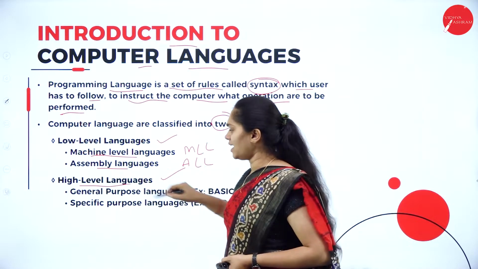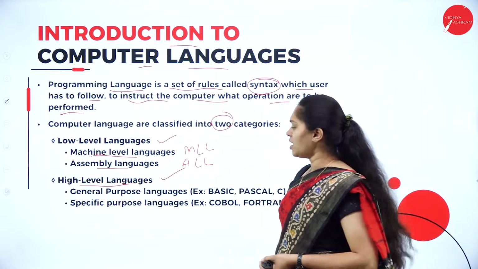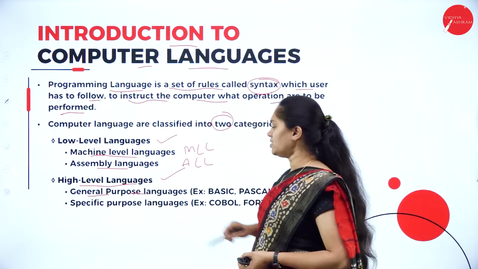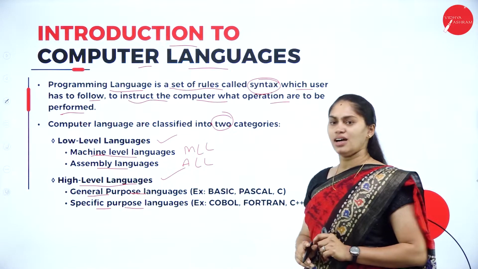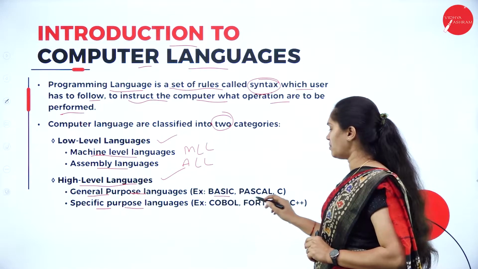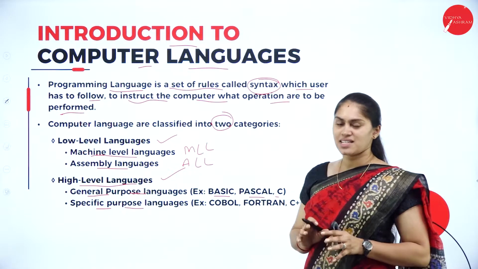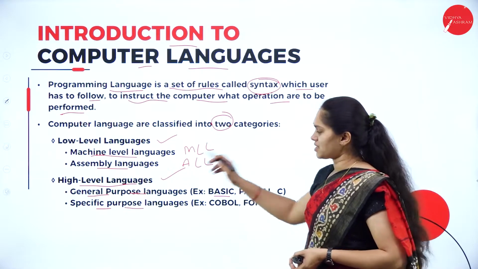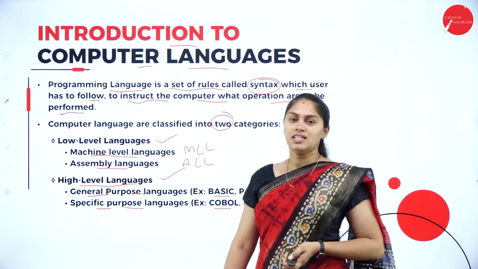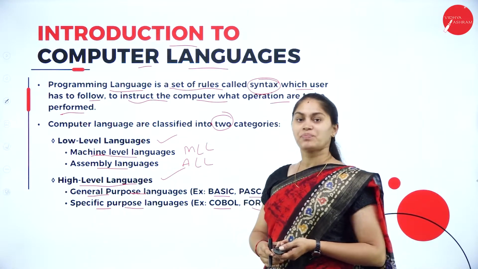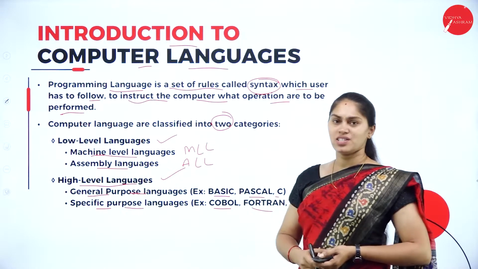And then we have high level programming language, which can be created or built for the general purpose and also for the specific purpose. If you consider the general purpose languages, there we have BASIC, Pascal and C as programming languages which come under this category, and then COBOL, Fortran and C++ which come under specific purpose languages. We'll see each type of language one by one.